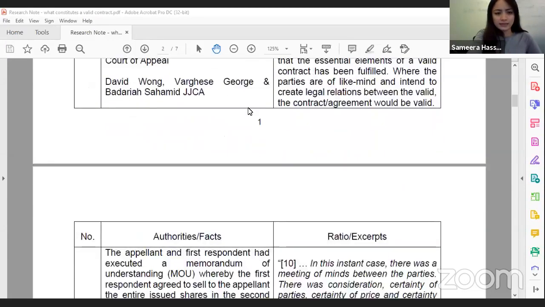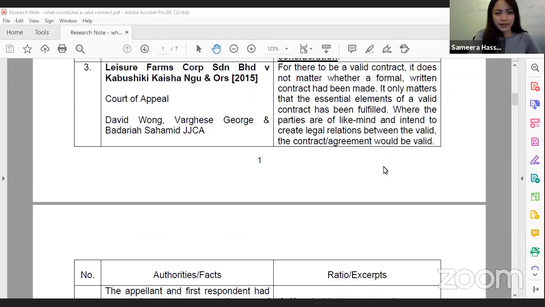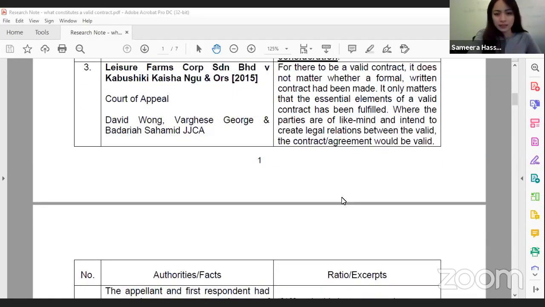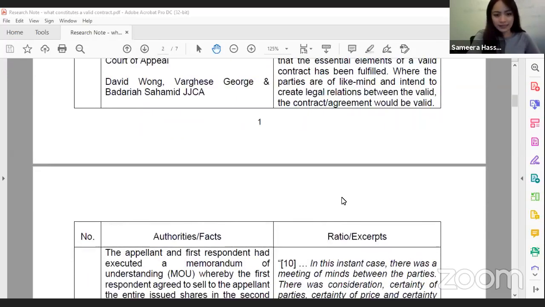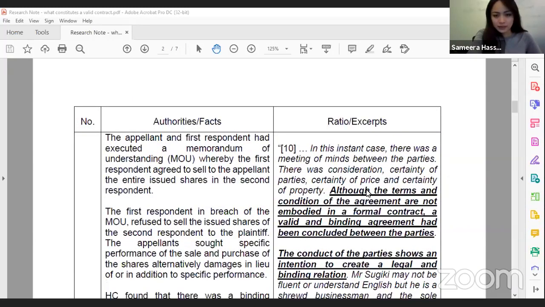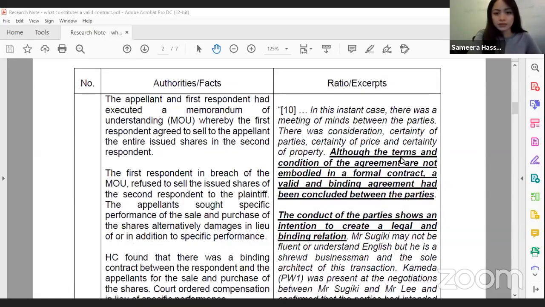The third case is Leisure Farms Corporation Berhad and Kabushiki Kaisha and others. For that to be a valid contract, it does not matter whether a formal written contract has been made. It only matters that the essential elements of a valid contract have been fulfilled. Where the parties are of like mind and intend to create legal relations, the contract agreement would be valid. In this case, there was a meeting of minds between the parties. There was consideration, certainty of parties, certainty of price, and certainty of property. Although the terms and conditions of the agreement are not embodied in a formal contract, a valid and binding agreement had been concluded between the parties.